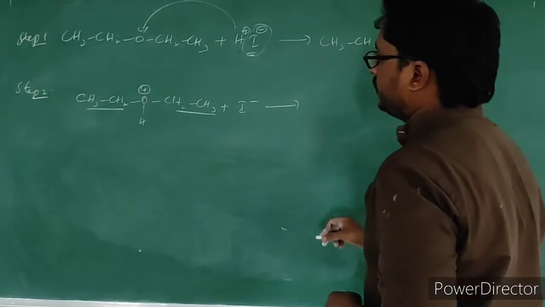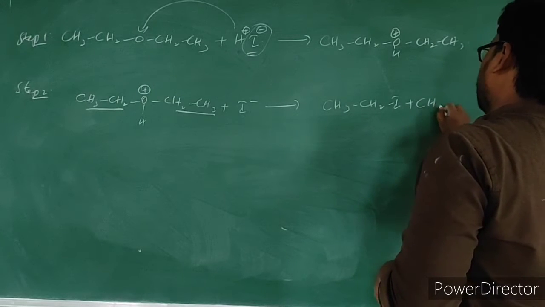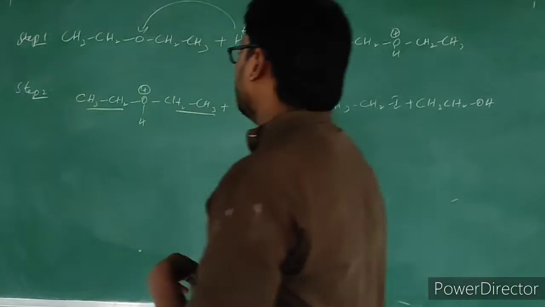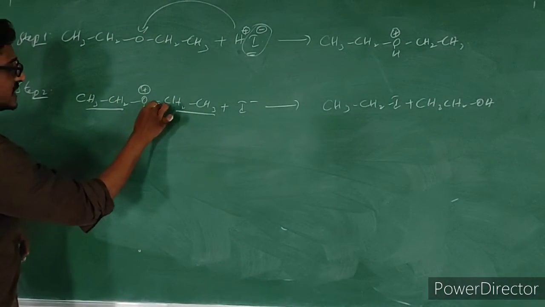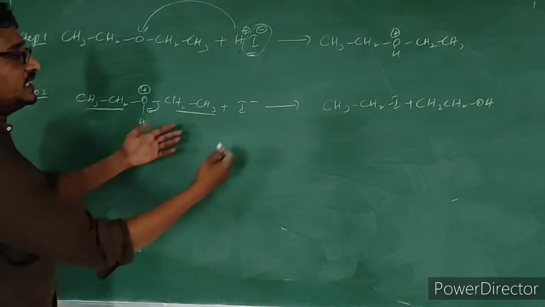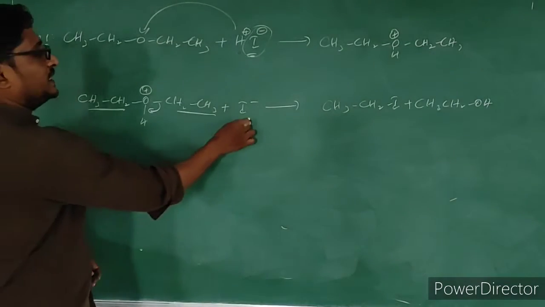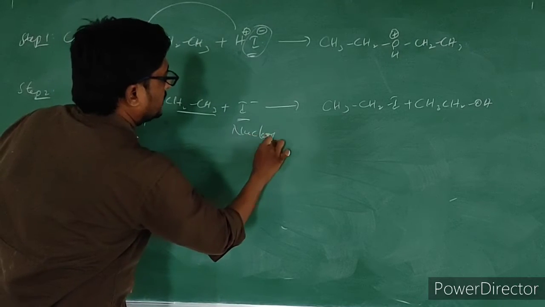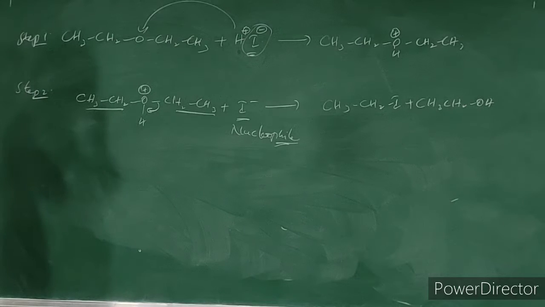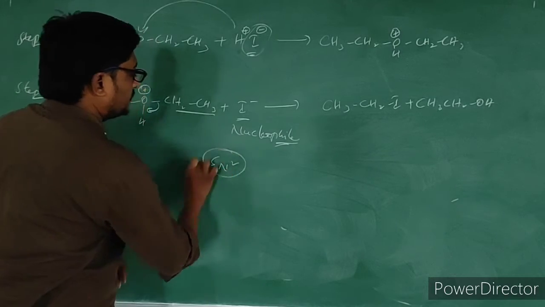It results in the formation of CH3CH2I plus CH3CH2OH. Ethanol and ethyl iodide get produced. Since this oxygen is positively charged, it will come out. It will take both the bonded electrons and come out as ethanol, and ethyl iodide gets produced. Here this I minus acts as a nucleophile, so this reaction takes place by the SN2 mechanism only.